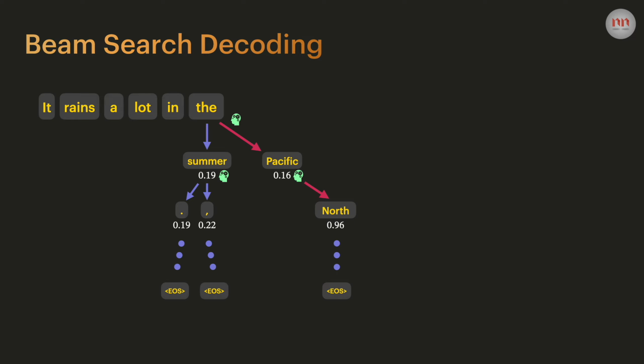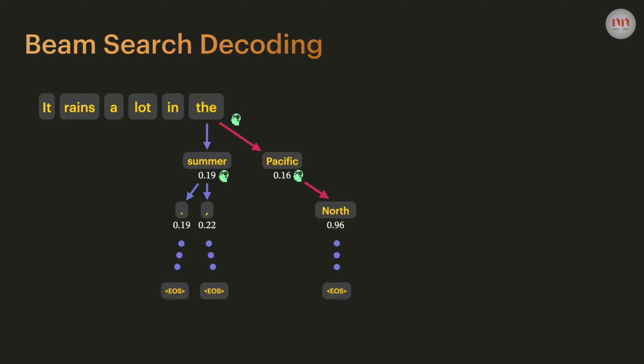Beam search improves on the greedy search by expanding the search space. If we increase the number of beams, we are more likely to find the most optimal generation sequence. But in doing so, we will also increase the computation cost. So beam search is not always the best option.